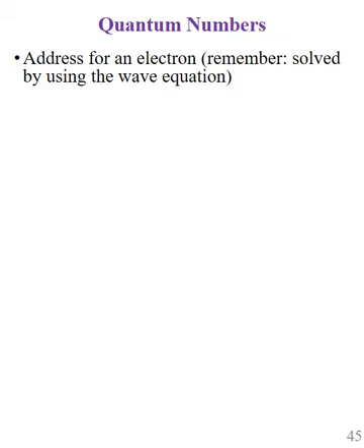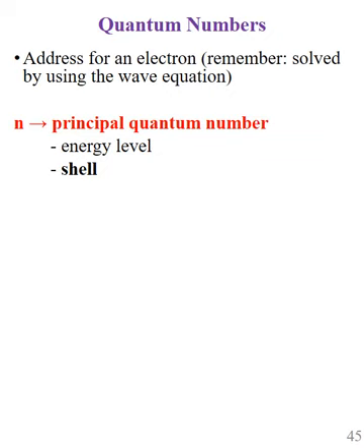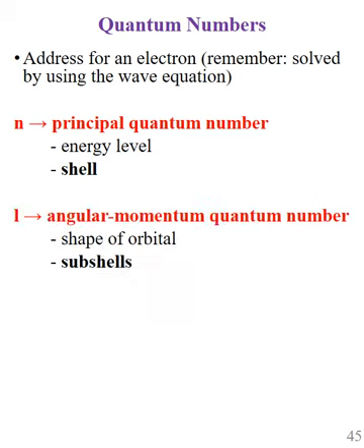Quantum numbers. Quantum numbers are going to be like an address for an electron. Remember, they're going to be solved by using the wave equation. The first quantum number we're going to look at is n. N is the principal quantum number. This is your energy level, which is also known as a shell.